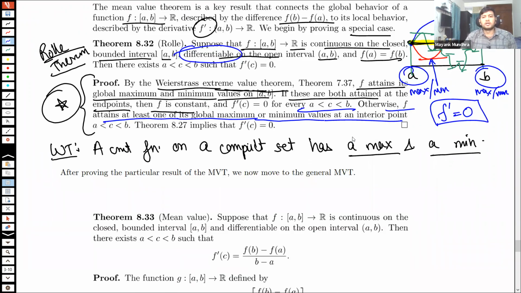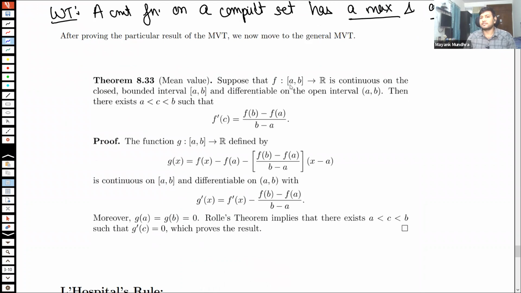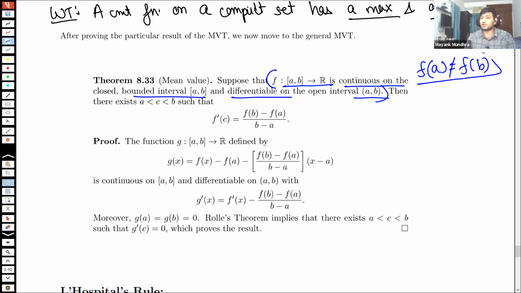All right. Now that we have Rolle's theorem, we are going to use Rolle's theorem to prove the mean value theorem. So first of all, what is the mean value theorem? Mean value theorem says that if a function f from a to b to R is continuous on closed a to b and differentiable on open a to b. So these conditions are same as Rolle's, except that mean value theorem does not need f of a to be equal to f of b. So f of a can be different from f of b. So this is one condition which is not required in mean value theorem.